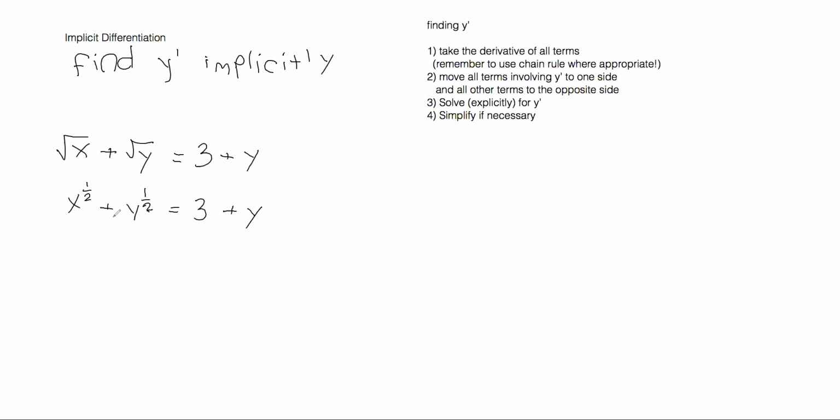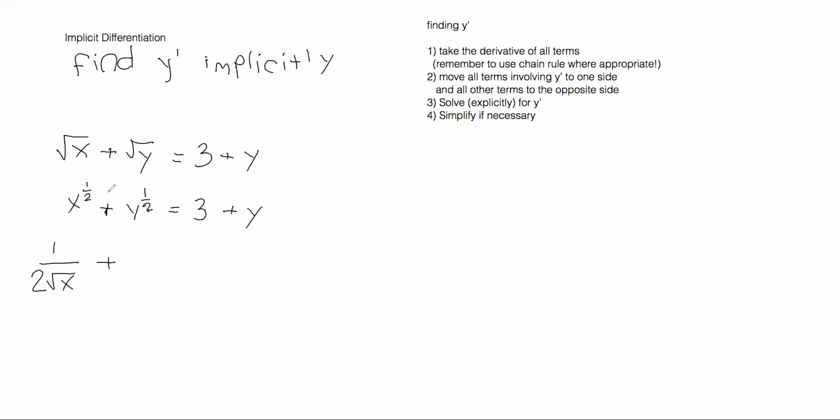Because now what we're going to do is take the derivative of our x to the 1/2 using the power rule. So this is going to be 1/2 square root of x in simplified radical form. And then this one is going to be a little bit different just because we have that chain rule component to remember whenever we have something in terms of y when we're trying to take the derivative with respect to x.